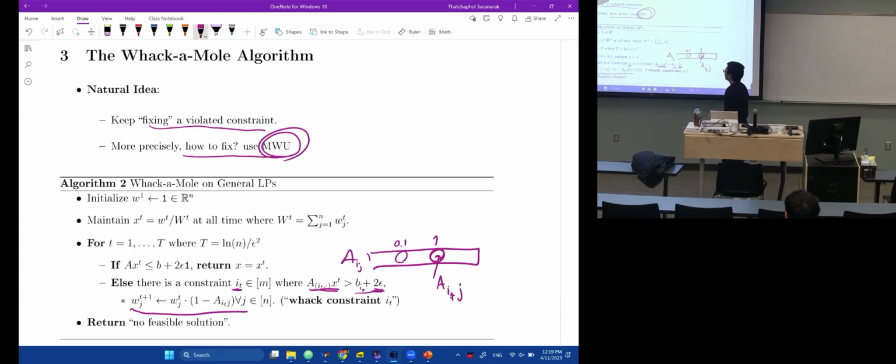All right, so find a constraint that is violated a lot, whack it like this, and keep going, keep whacking. Whenever there's nothing to whack, just return. Otherwise, if you need to keep whacking for a long time, just claim that okay, nothing you can do now. There is no feasible solution.